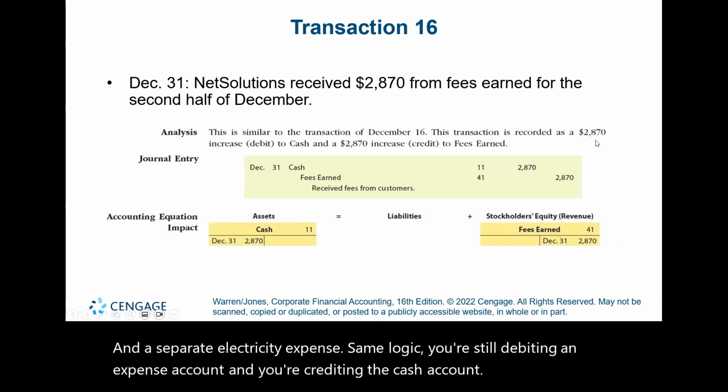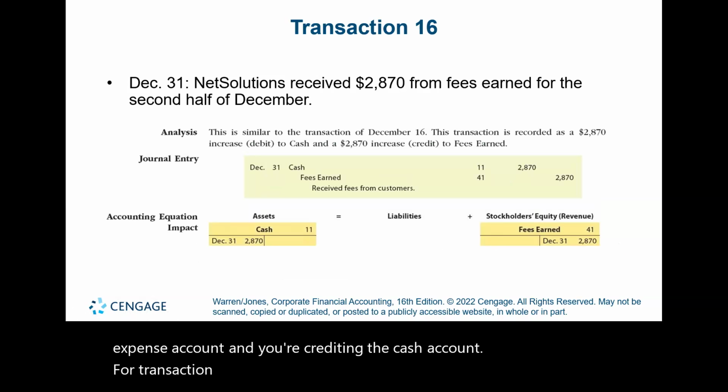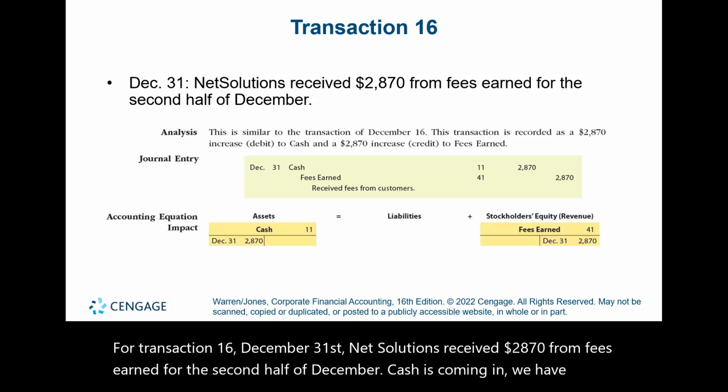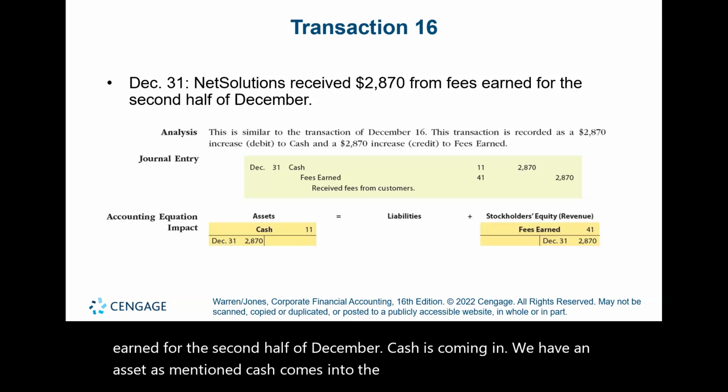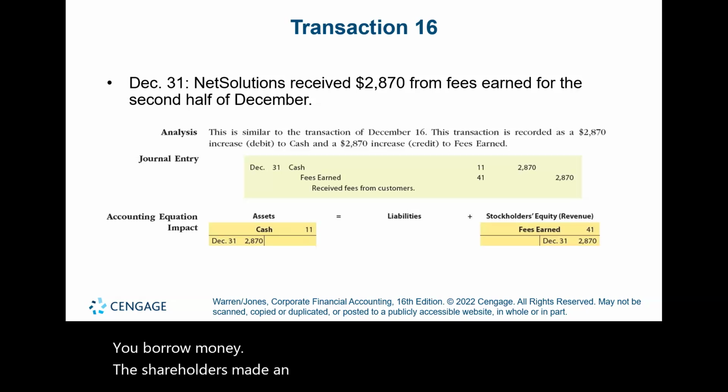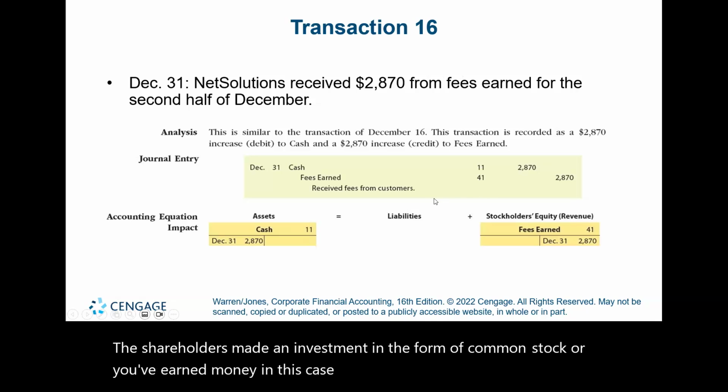For transaction 16, December 31st, Net Solutions received $2,870 from fees earned for the second half of December. Cash is coming in. We have an asset, as mentioned. Cash comes into the business for one of three reasons. You borrowed money, the shareholders made an investment in the form of common stock, or you've earned money. In this case, the business earned money.